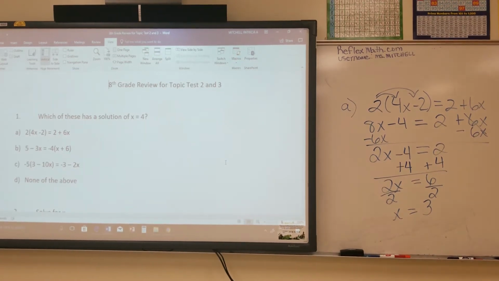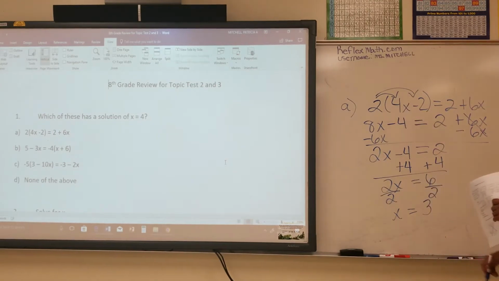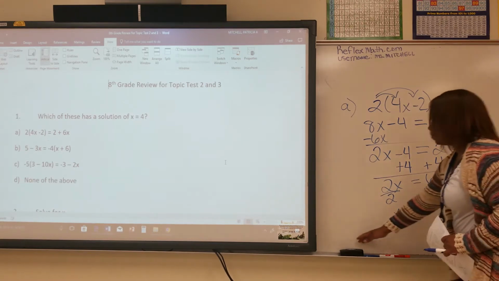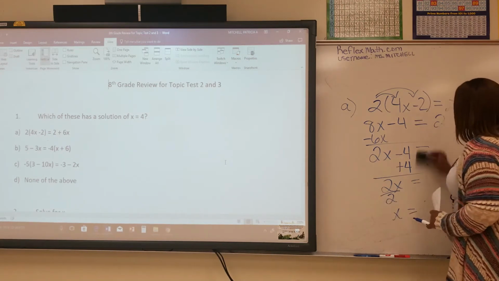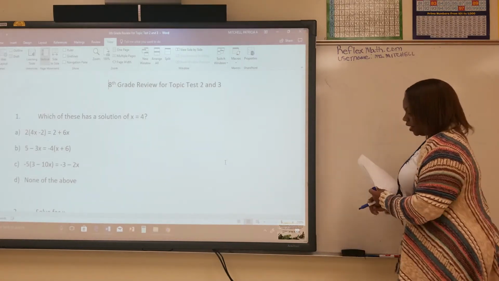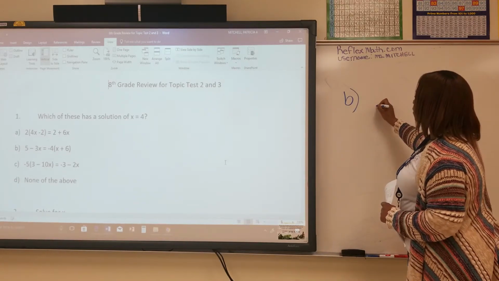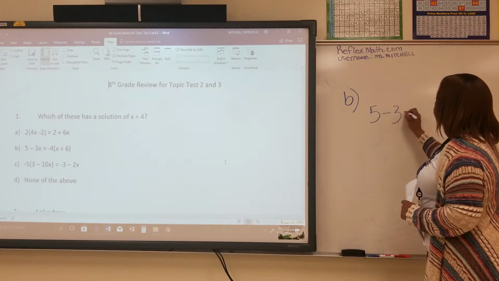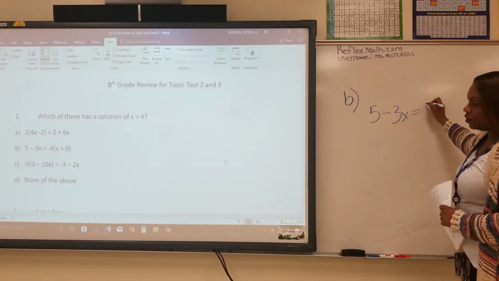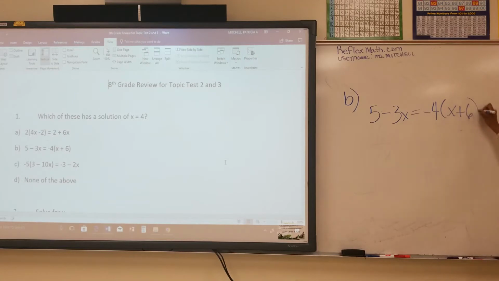Okay, so as you can see, x equals 3. But it says, which of these has a solution of x equals 4? So in here, x did not equal 4, so we know it is not A. But let's try B. B says 5 minus 3x equals negative 4 times x plus 6.